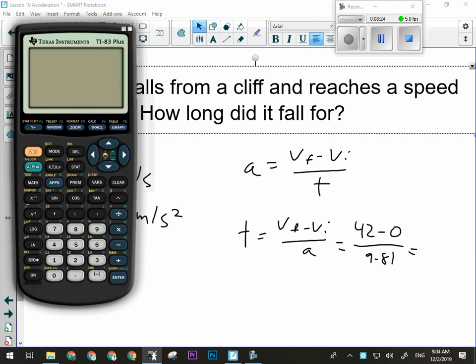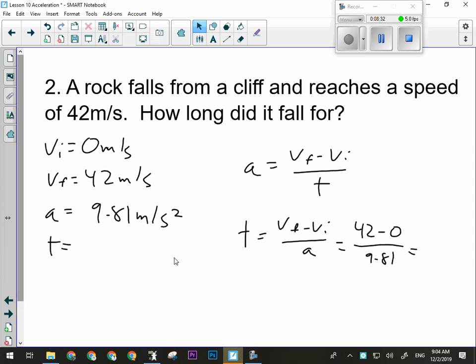So 42 divided by 9.81. That gives me 4.28, but I only have 2 significant figures, so that's going to be 4.3 seconds. Okay, everybody all right with that one? Yeah, good.